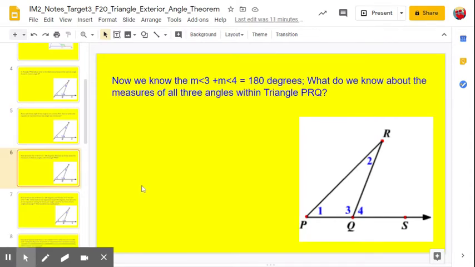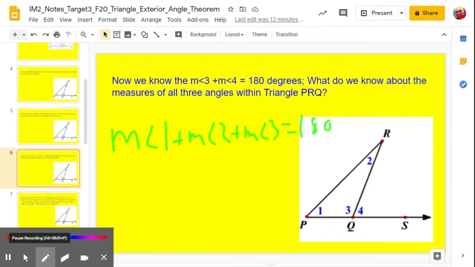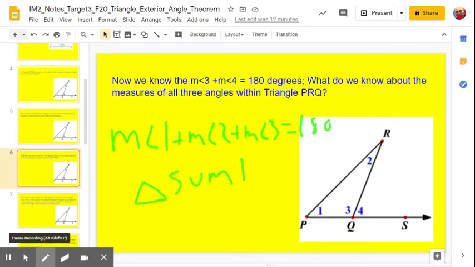Now, what do you know about the measures of all 3 angles within triangle PRQ? In other words, what do we know about the measure of angle 1 and 2 and 3? Can you write an equation to represent the sum of the interior angles for that triangle? I hope you came up with the measure of angle 1 plus the measure of angle 2 plus the measure of angle 3 equals 180 degrees. What's our justification? Yes, triangle sum theorem.